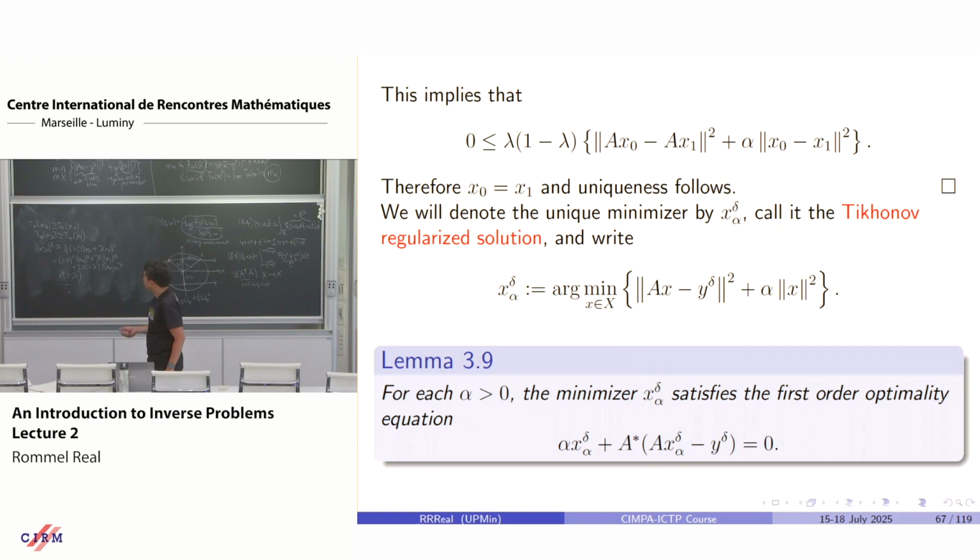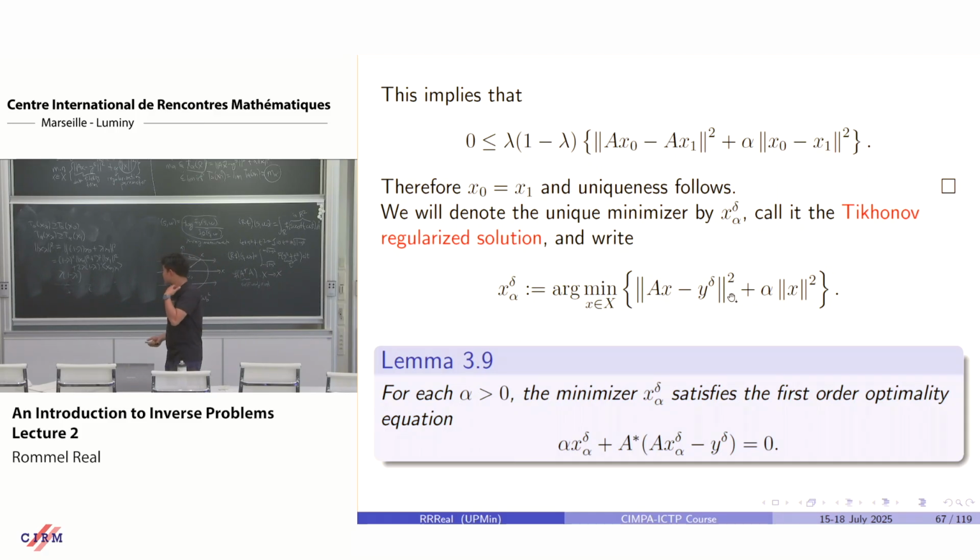So therefore, we are ready to denote the unique minimizer x sub alpha delta, which is denoted by the Tikhonov regularized solution, and we rewrite it in this way. Now, if you notice, the Tikhonov regularized solution is actually dependent on the regularization parameter. That means for every candidate regularization parameter alpha, we need to solve this minimization problem here.